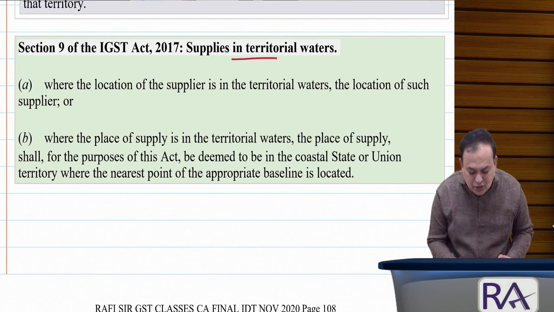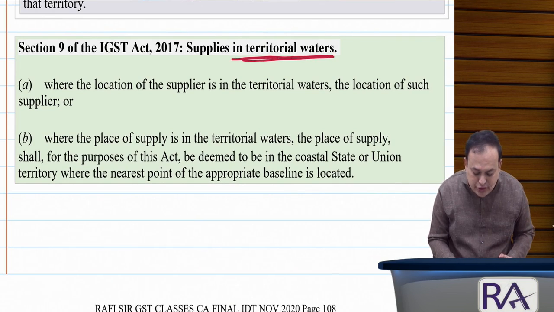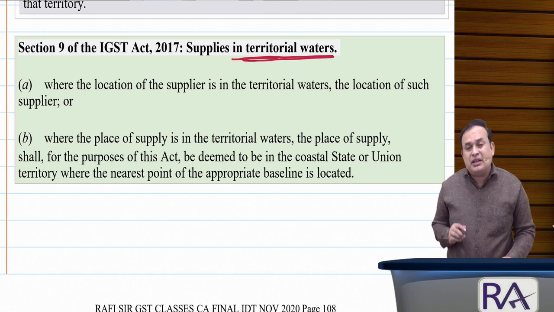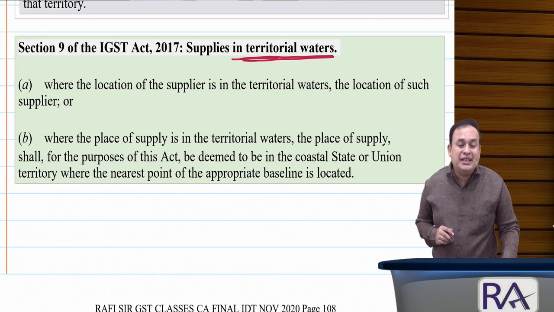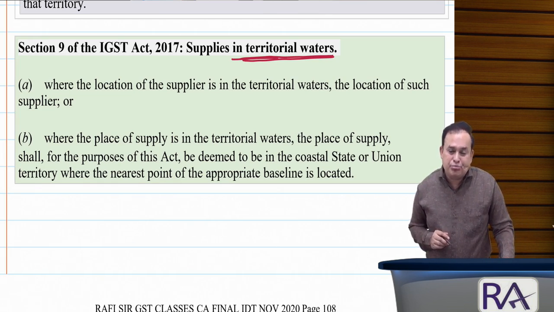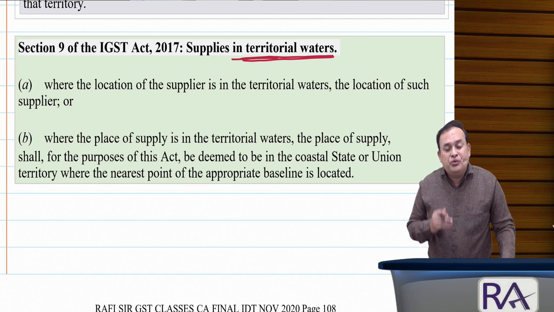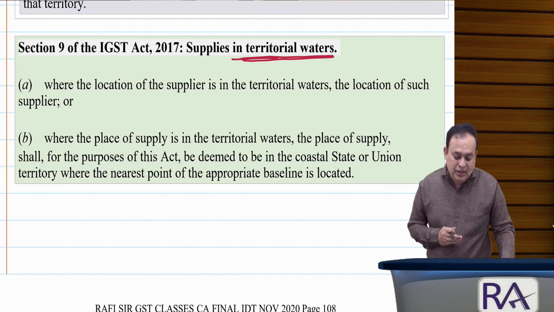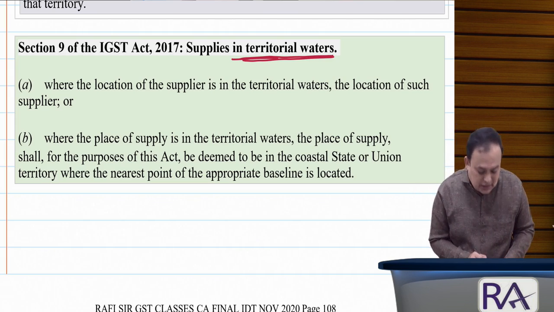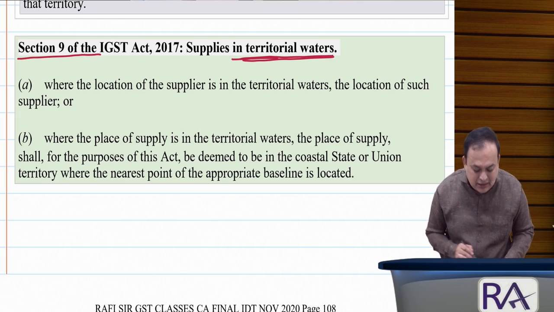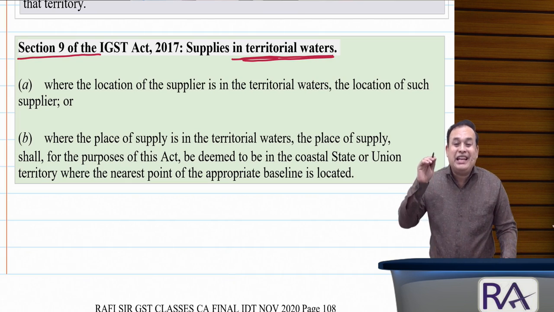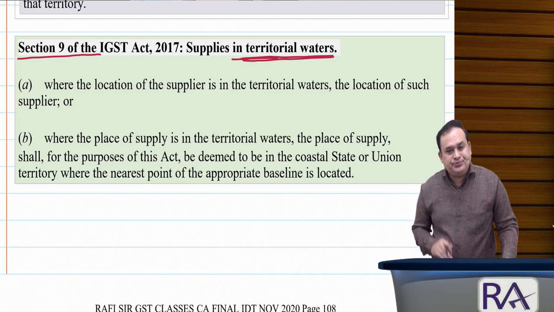Supplies in the taxable territorial waters. In the last class, when I referred to the supply of goods, I said territorial waters means the area which has been extended up to 12 nautical miles. So, Section 9 of the IGST Act speaks about supplies in the territorial waters.